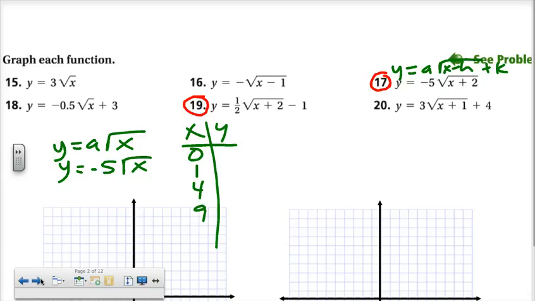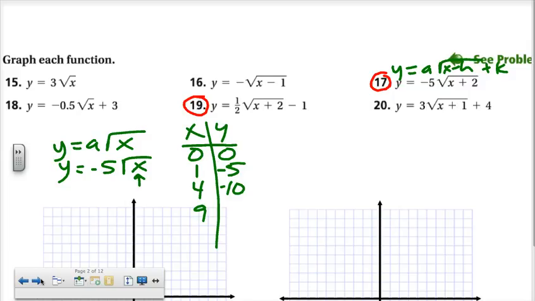Normally you put a 0 in there and you get a 0. That's going to happen here too, because if I put a 0 in for x and multiply by negative 5, I'm going to get 0. But when I put a 1 in, I normally get a 1. Now it's going to be 1 times negative 5. So things are going to be below the x-axis. I put a 4 in there, I'd get 2, and 2 times negative 5 is negative 10, and that's probably all I'm going to need here.